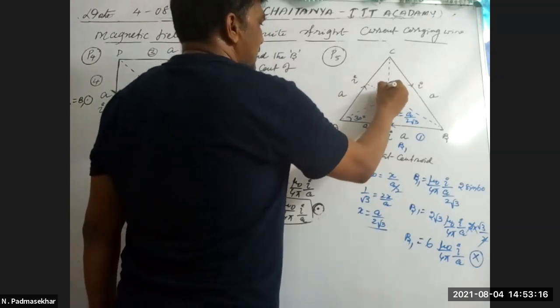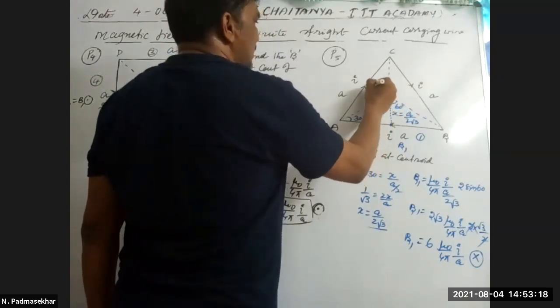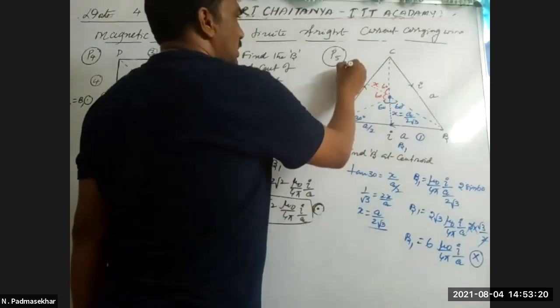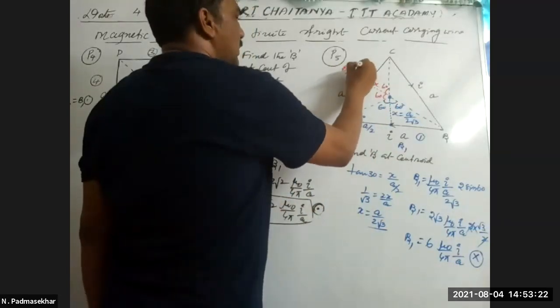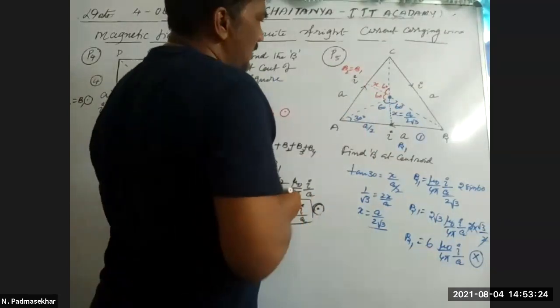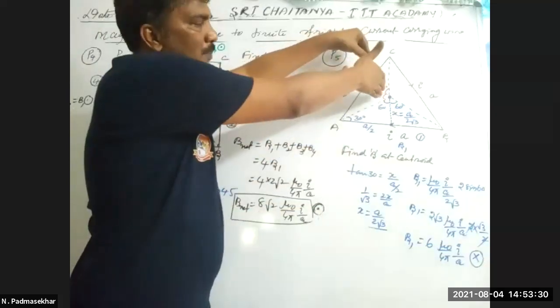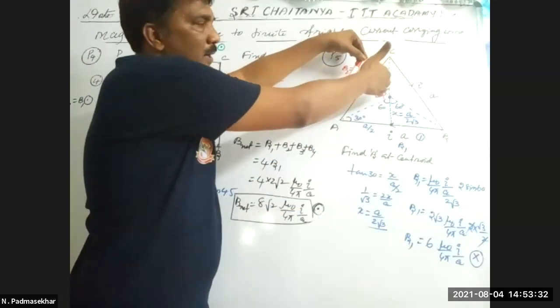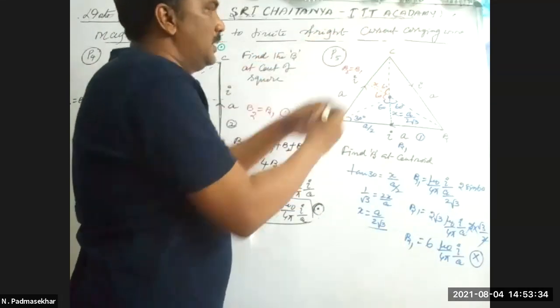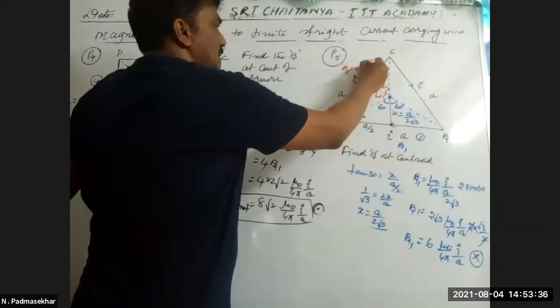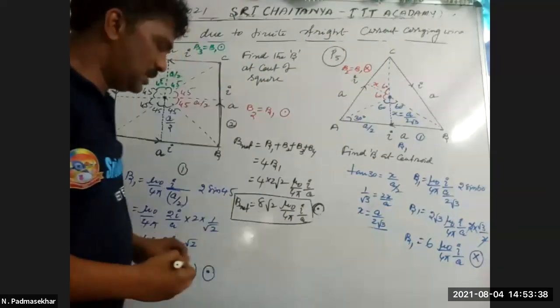See, for this one it is 60 degrees, this is x only, so B2 is equal to B1 only. And what is the direction? This is the pen; with this direction my fingers go inward. So this direction is inward. The direction is inward.